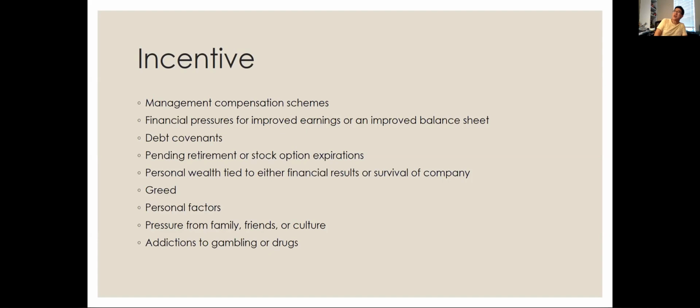And pending retirement or stock option expiration are basically the same: personal wealth tied to either financial results or survival of a company. Greed, there is nothing to do about that. People are just greedy, right? Personal factors: pressure from family, friends, or culture, addiction to gambling or drugs. Personal factors are difficult to tell, but if we think about pressure from family, friends, or culture, I'm Chinese, right? So I kind of understand this. I never watched it, but I would imagine there's a movie called Crazy Rich Asians, right?